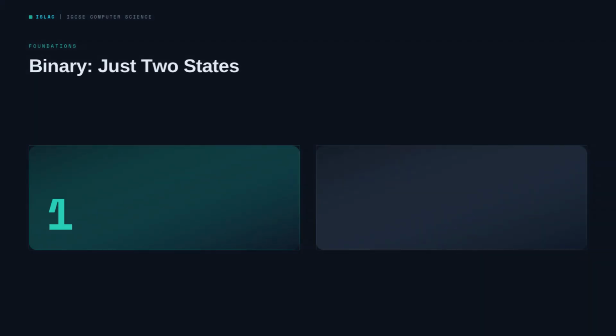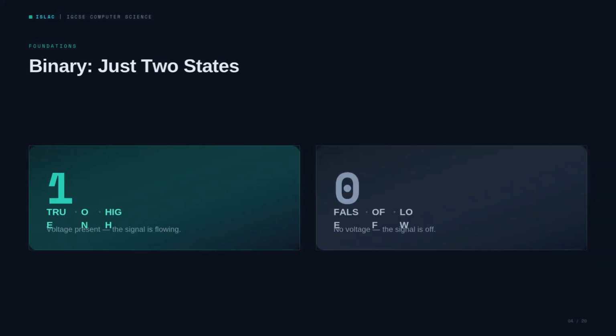Quick recap. In digital electronics, a 1 means true, on, or high voltage. A 0 means false, off, or low voltage. That's the entire alphabet computers use. Everything else, gates, circuits, and programs, is built from just these 2 states.